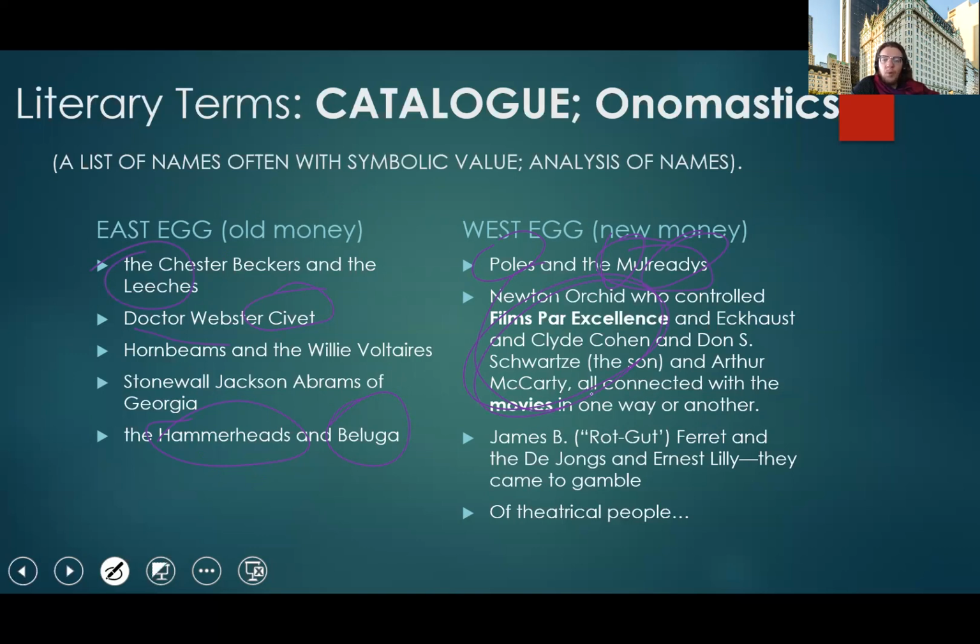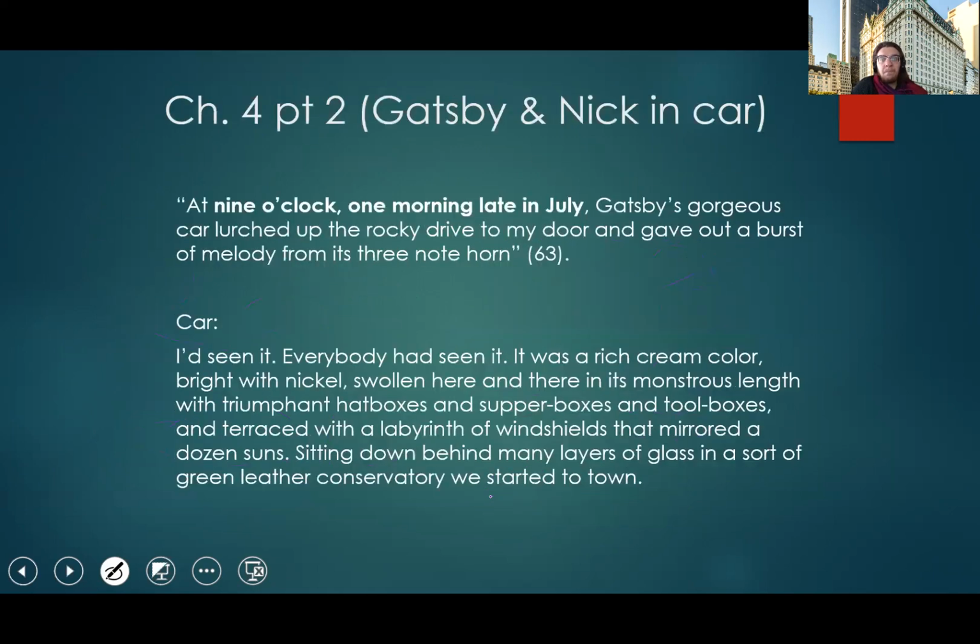We have James B. Rotgut Ferret and the DeJongs and Ernest Lilly, who came to gamble. Ferret puts us kind of in contrast with civet, one a more exotic word for a mammal, and the other another one with a set of stereotypes around it. And these folks, they also shift into theatrical people. When you're going through these names, pay also close attention to the way in which different ones die. There's a lot of death.